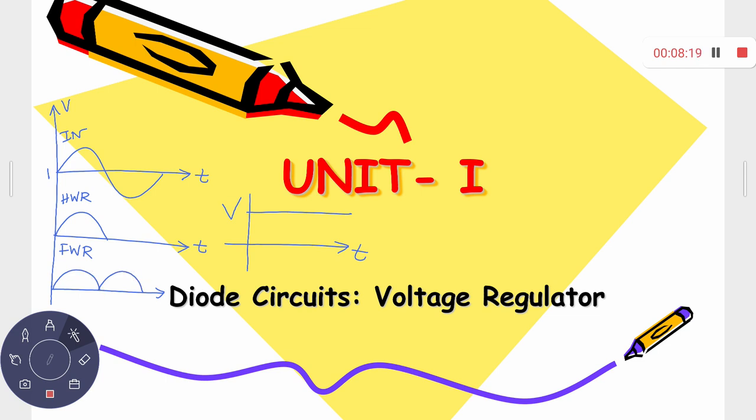Out of this full wave rectified output, I would like to obtain this waveform. But this waveform contains some DC. You understand what is the value of DC? 2 Vm by pi is the DC component. Plus, you have some ripples, and these ripples correspond to the high frequency components, at least with respect to 0 Hz. High frequency is not that it is in the order of kilohertz or megahertz, but at least with respect to 0 Hz, it contains some non-0 Hz frequency. So I'd like to eliminate those non-0 Hz frequencies from my output signal, because that is my ultimate goal. I'd like to obtain this waveform, a constant DC.